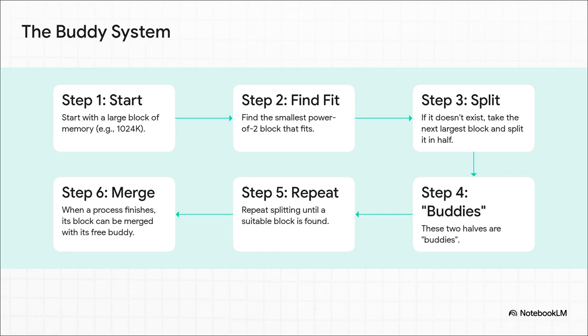Well, one really clever solution is called the buddy system. The basic idea is to only deal with memory chunks that are powers of 2, like 64K, 128K, 256K. If you need space, you take a big block and just keep splitting it in half until you get a piece that's just right. And here's the real magic. Because they were split perfectly in half, when a program is done, these buddy blocks can merge back together perfectly, keeping memory neat and clean.